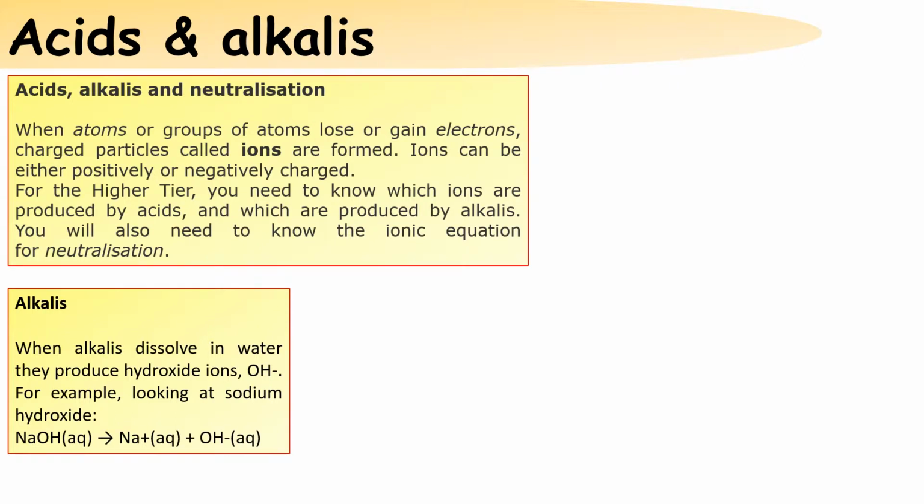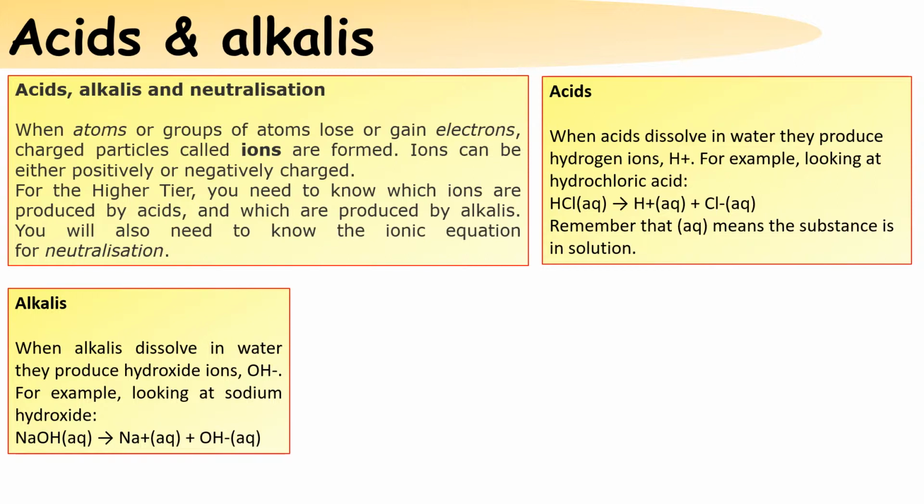When alkalis dissolve in water, they produce hydroxide ions. So for example, when sodium hydroxide dissolves in water, you form positive sodium ions and negatively charged hydroxide ions. When acids dissolve in water, they produce hydrogen ions. So, if you dissolve hydrogen chloride in water, you form positive hydrogen ions and negative chloride ions. Remember that (aq) in brackets means that it is aqueous or in solution.